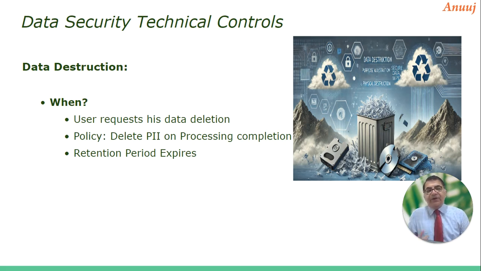And when the redemption period expires, you have decided that this data is to be retained for 6 months, right? So then you have to delete it after 6 months. So these are the times when you have to delete the data. How would you destroy these data? How would you destruct them?